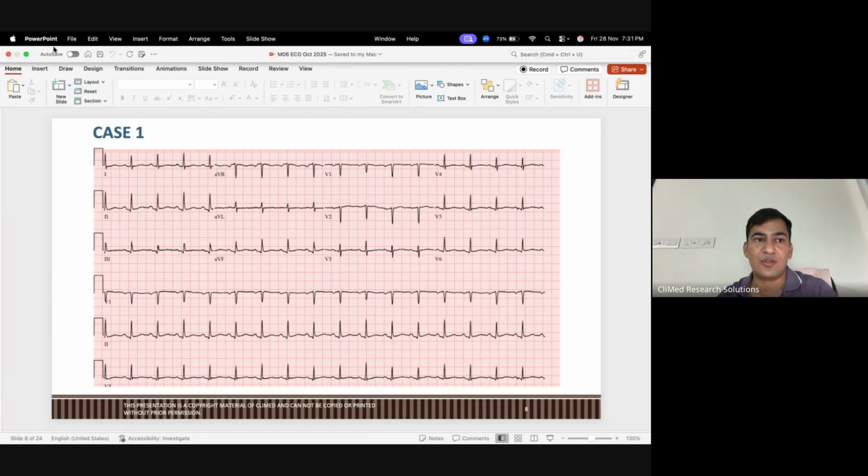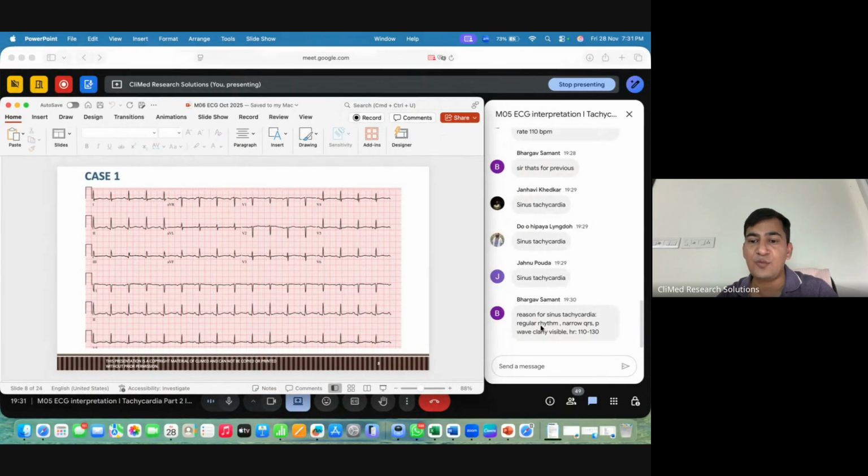Can you please tell me what could be the reason for this tachycardia? This is a case of a 29-year-old man, a 29-year-old young boy, who came to the hospital with fever. At diagnosis, he was diagnosed with H1N1 influenza, and he got this ECG.